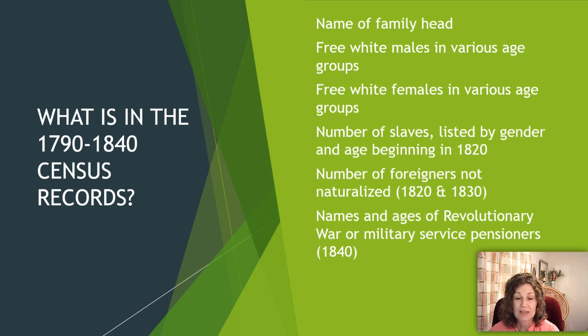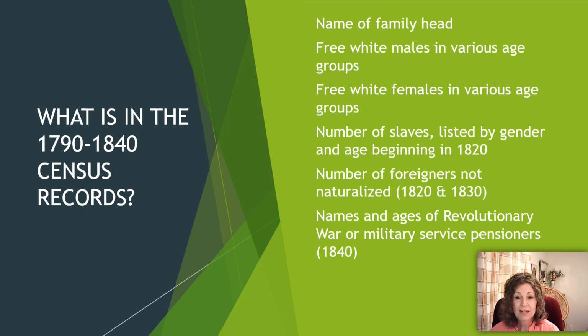Those ages are divided. We have the number of enslaved individuals. They are listed by gender and age beginning in 1820. Before that, it was just the number. So if you are doing African American research, this can be helpful if you have traced a slave owner and you're using other records such as probate or perhaps tax records and trying to see if an enslaved ancestor was in this household. You can sometimes put that together by looking at the gender and the ages.